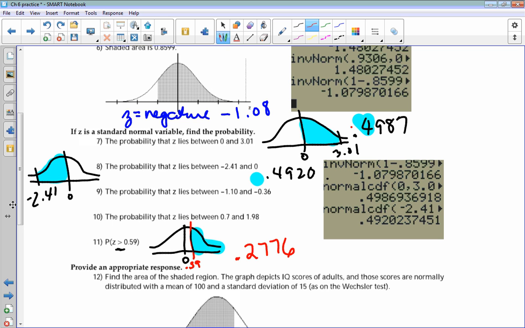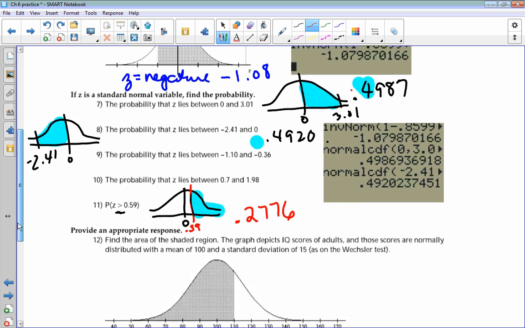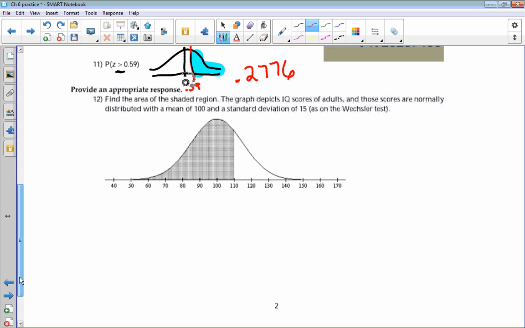Now we're going to move to a problem that is non-standard, meaning my mu is not 0 and my standard deviation is not 1. This is find the area of the shaded region, but this graph depicts IQ scores of adults, and those scores are normally distributed with a mean of 100 and a standard deviation of 15. So two different ways that we can do this problem.